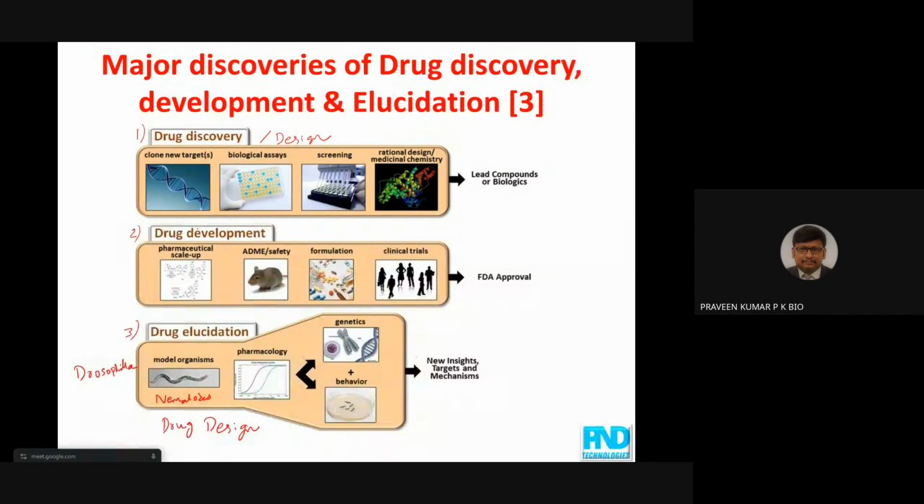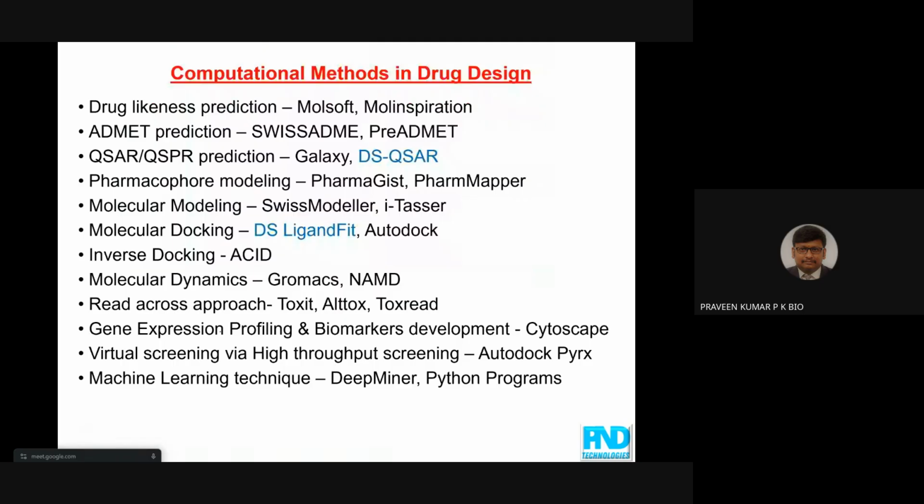Generally, whatever we carry is drug discovery and development. Drug illustration is something peculiar. We have to check with the type of disease whether we can try or not. Now let me go ahead with the computational methods in drug design.